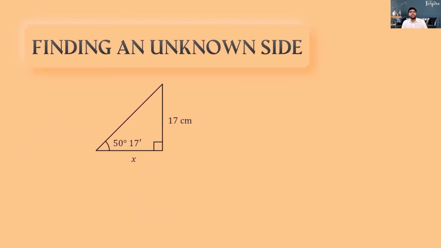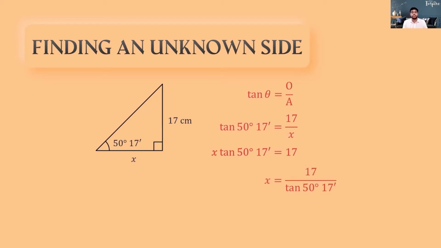In this one, children, we have the opposite as 17 and the adjacent is x. The trig ratio which uses opposite over adjacent is tan, right? So we're going to use tan for this one. Tan theta is opposite over adjacent and theta is 50 degrees and 17 minutes. So tan 50 degrees and 17 minutes is equal to 17 over x. For this one, I first take the x to the other side and multiply it with the tan 50 degrees and 17 minutes, and now I divide both sides by tan 50 degrees and 17 minutes, because remember, children, I have to make x the subject. So x is equal to 17 over tan 50 degrees and 17 minutes.